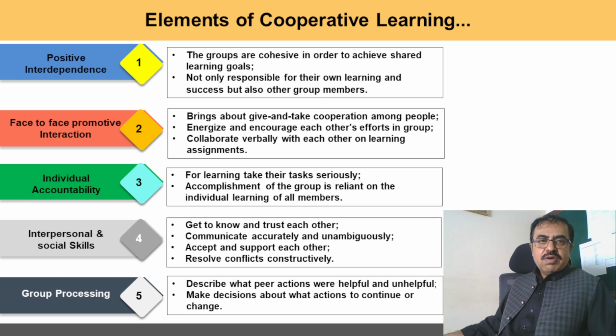The first element of cooperative learning in their theory was positive interdependence. The groups are always cohesive. That means they are knit so closely, they work not as individuals, rather they work as a team for the achievement of the shared or common learning goals. In a group, an individual is not only responsible for his or her success in learning, but also equally responsible for the success and learning of the rest of the members of the group. That is called positive interdependence.